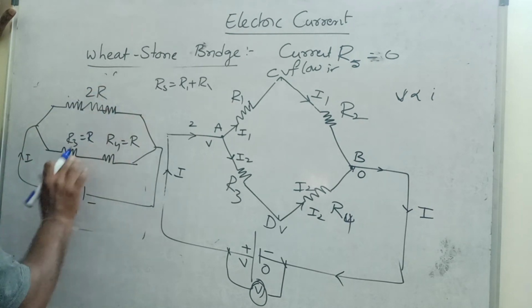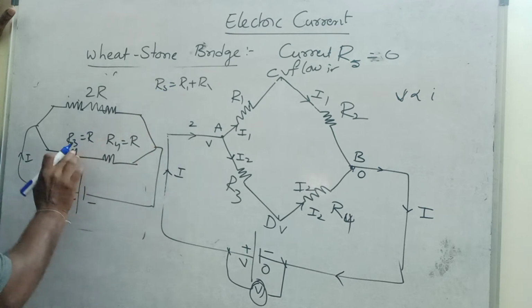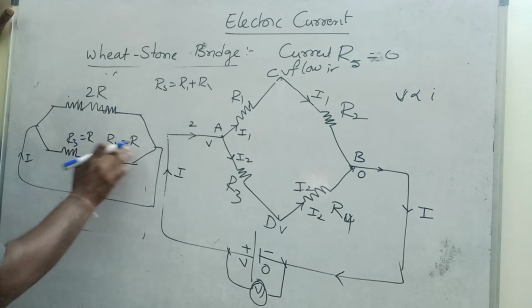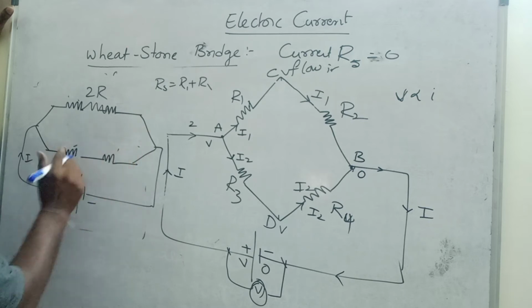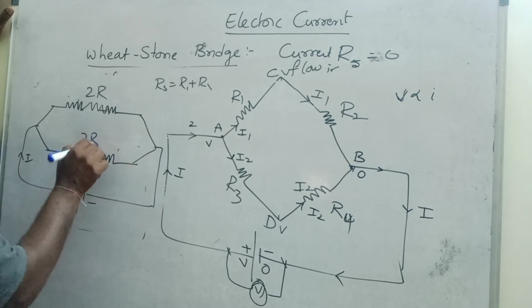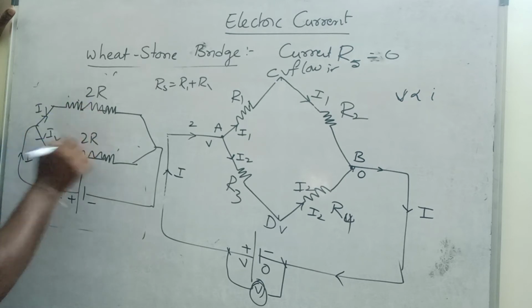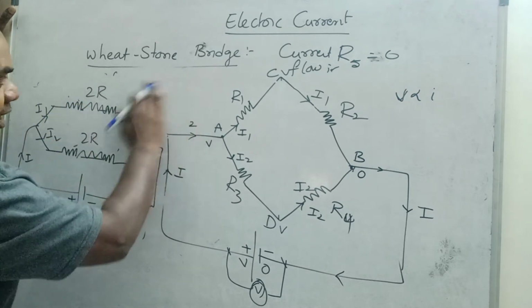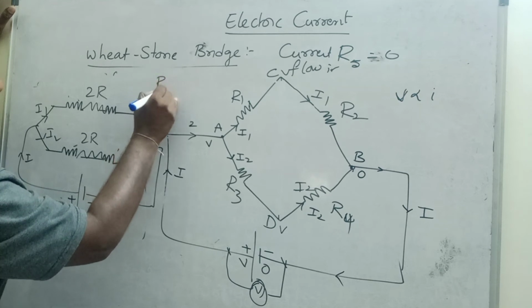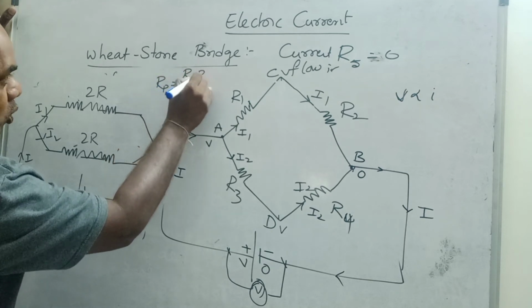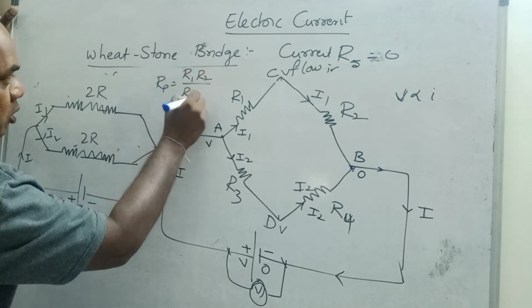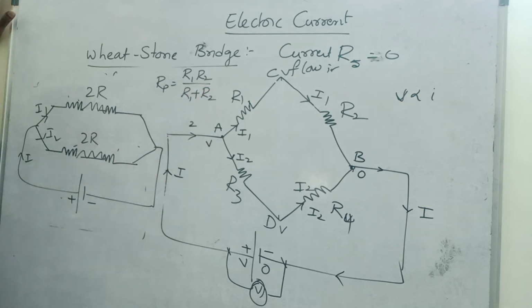This is also R3 and R4, also R. So, R series equals R1 plus R2, R plus R. This total value becomes 2R. Now, with 2R, here current is dividing into I1 and I2. So, 2R in parallel. If it is a parallel connection, what is the formula? R parallel is equal to R1 R2 by R1 plus R2. This is the formula for parallel connection.